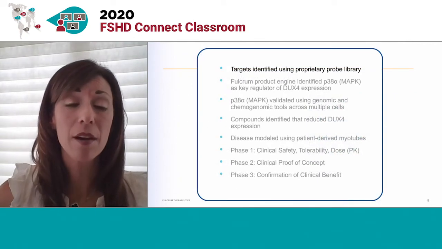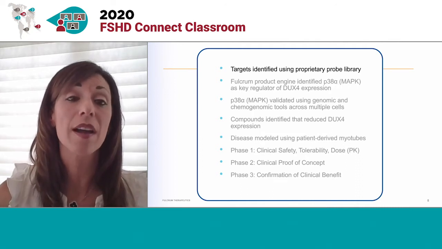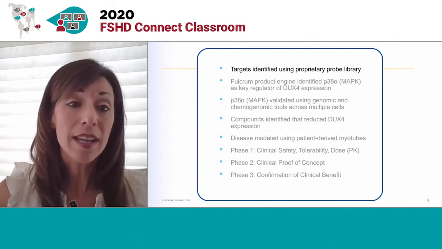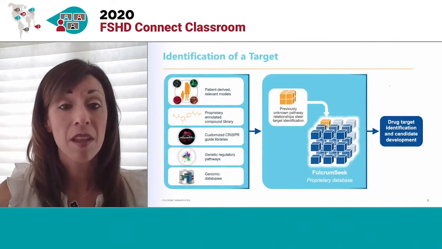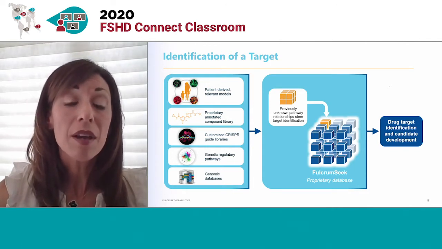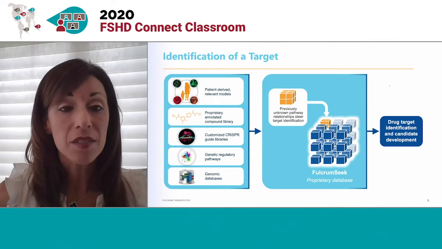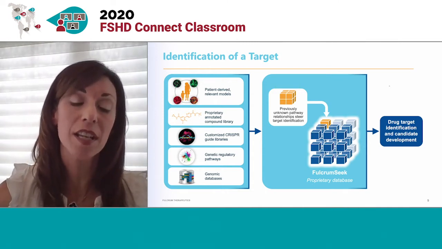So when we think about drug development with small molecules, we first have to identify a target. And in our case, targets are identified using our proprietary probe library. Our proprietary probe library is called Fulcrum-Seq. It's a proprietary database that we use in identifying previously unknown pathway relationships to steer our target identification.